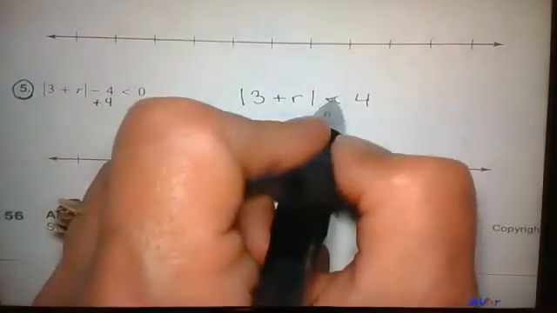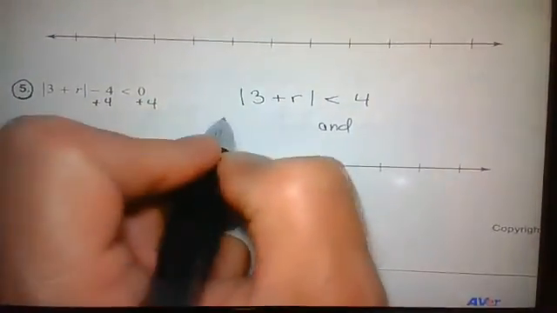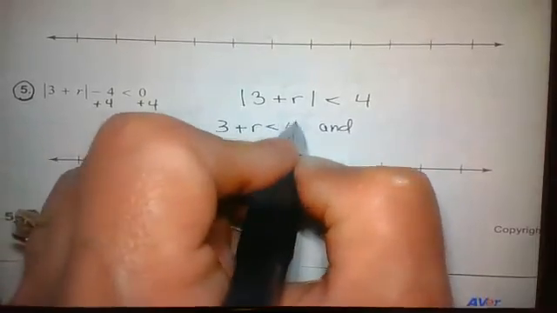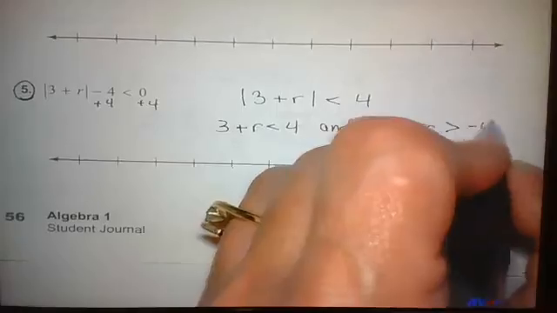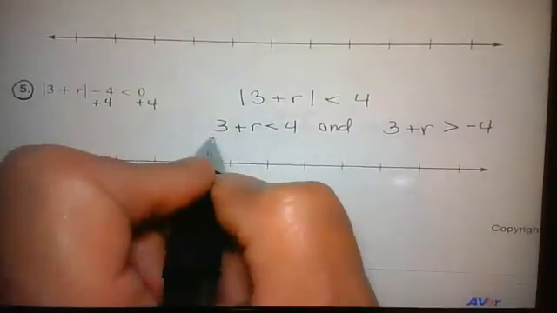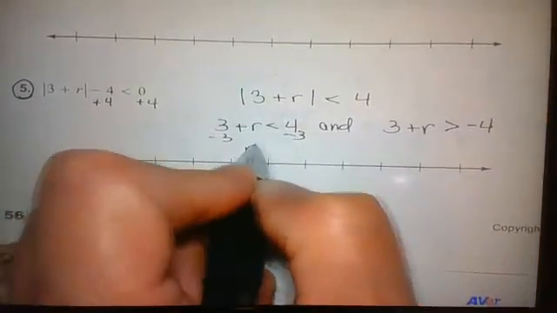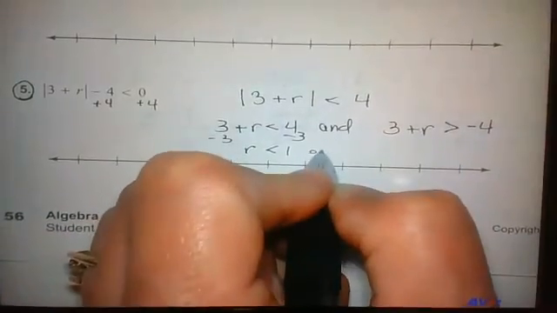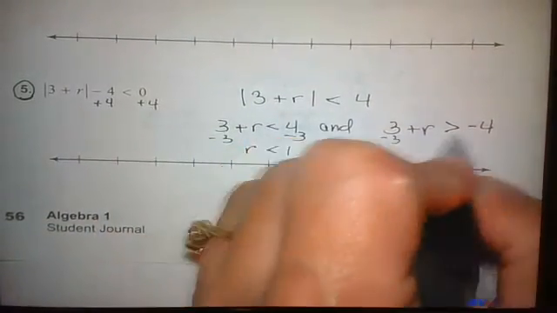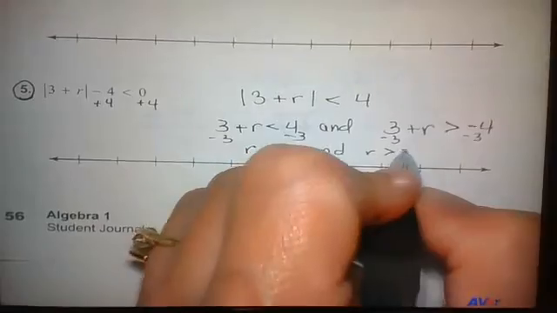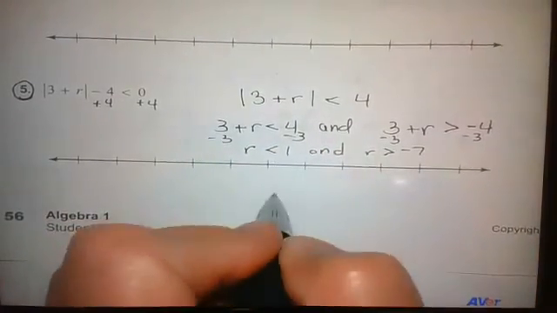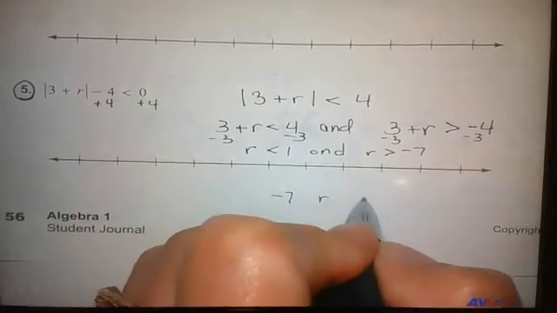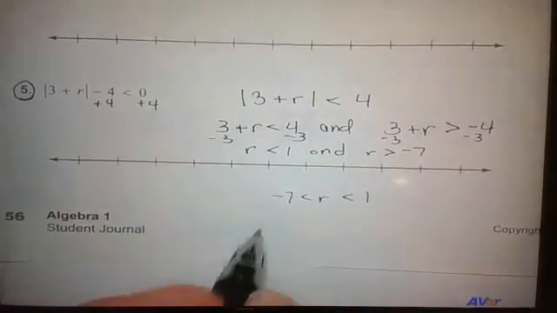Now I can create my situation. Less than is and. 3 plus r is less than 4. 3 plus r is greater than negative 4. Get rid of everything with your variable. Oh, I'm running out of room. R is less than 1, and r is greater than negative 7. So my and situation, you can leave it just like this, or you can make it into a nice, pretty, compact and situation.